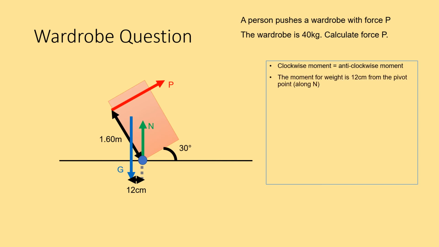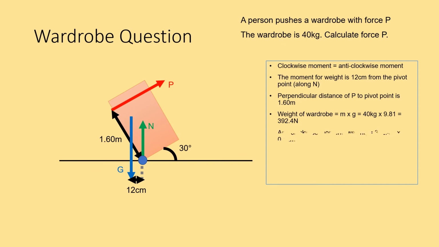The moment for weight is 12 centimeters away from the pivot point. So the perpendicular distance of P to pivot point is 1.6 meters. The weight of the wardrobe is 40 kilograms times 9.81, which gives you 392.4 newtons. So now we can work out our moments. The anti-clockwise moment is simply the weight of the wardrobe multiplied by the center of gravity distance from the pivot itself. So 392.4 newtons multiplied by 0.12 meters.